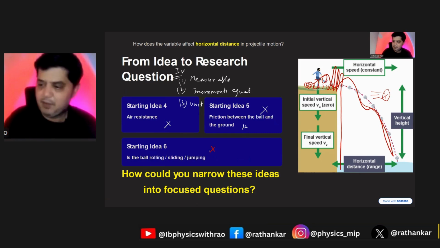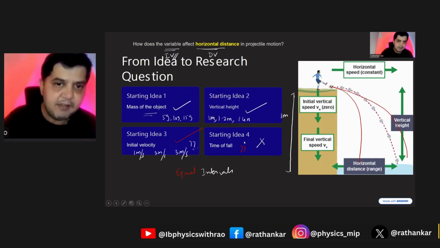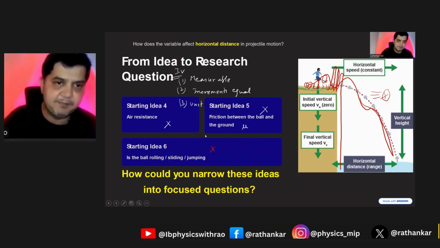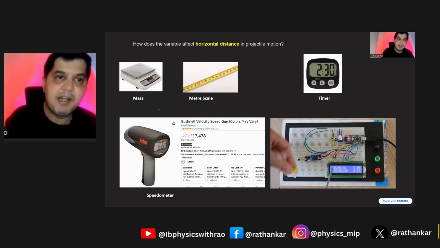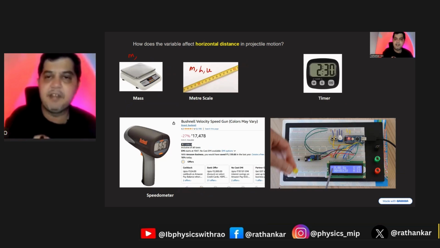Now what we have done is we have already narrowed down. So 4, 5, and 6 we are not going to use. Then 3, 4 also I am not going to use here. I am going to use mass of the object, vertical height, and initial velocity. I'll write here: mass of the object, vertical height, velocity. Any of these three will definitely be useful.